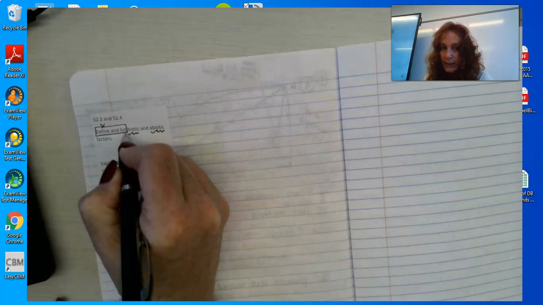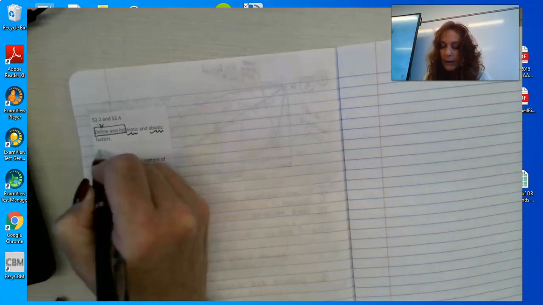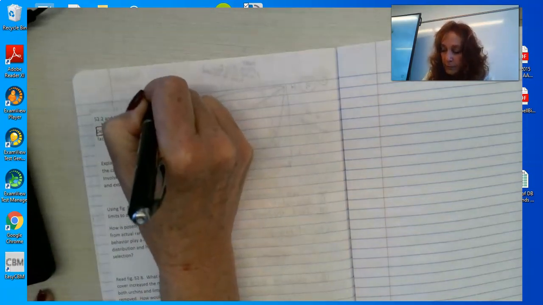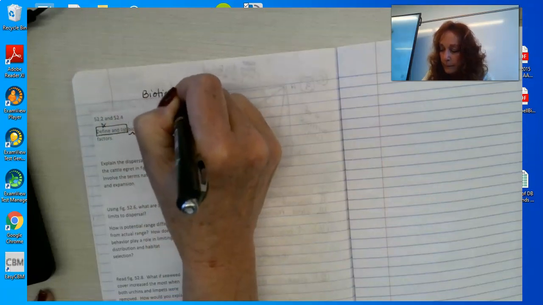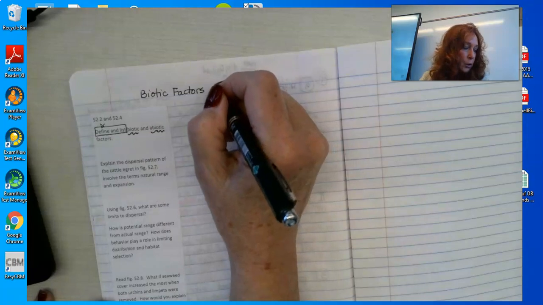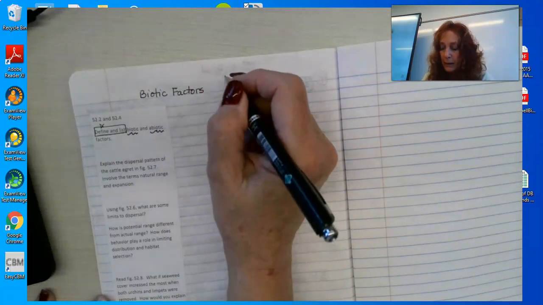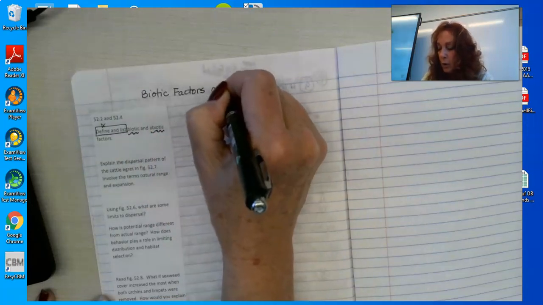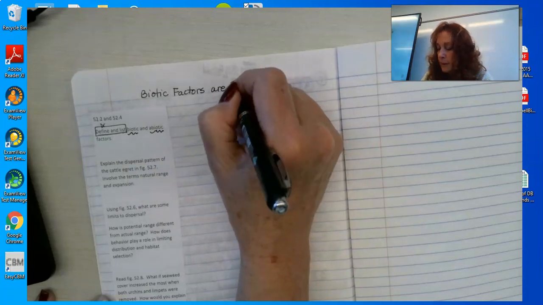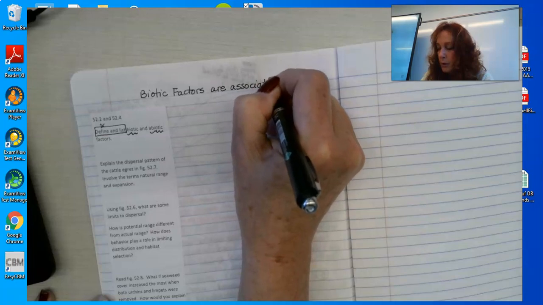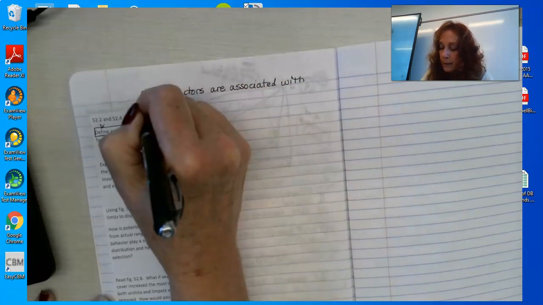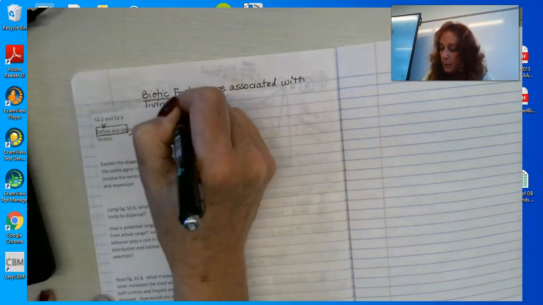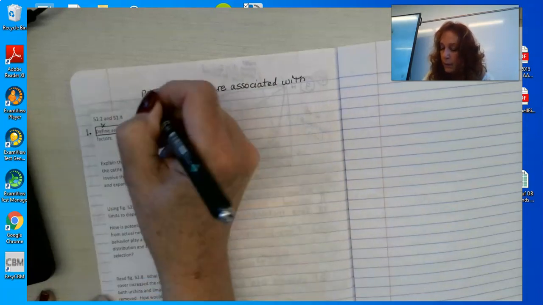I'm going to do exactly what they say. So I'm going to define these first, and then I'm going to list them. So biotic factors, they're going to deal with living things. So biotic factors are associated with, would probably be a good word, associated with living things. So that would be a definition there. I don't have a number. I think I'm going to number it.